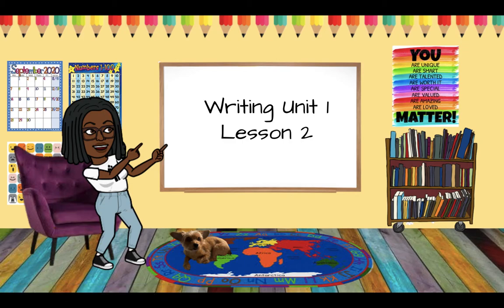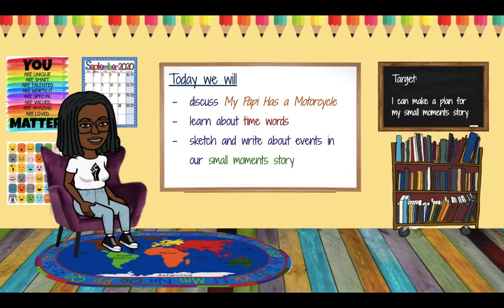Today, we're going to be doing Writing Unit 1, Lesson 2. Today, we will discuss My Papi Has a Motorcycle, learn about time words, sketch and write about events in our small moment story. And our target for the day says, I can make a plan for my small moment story. Let's get started.